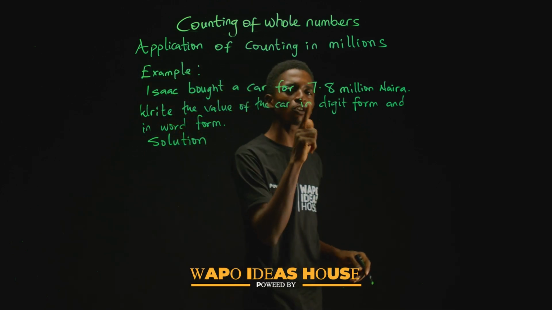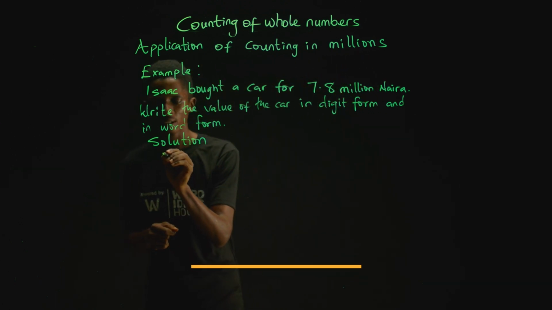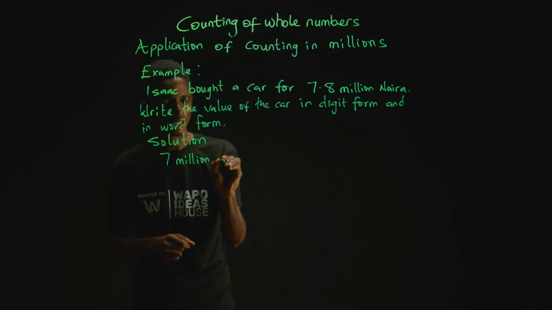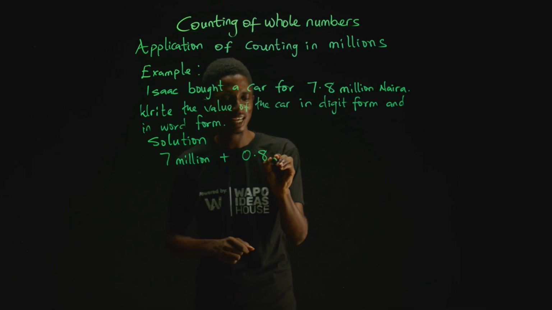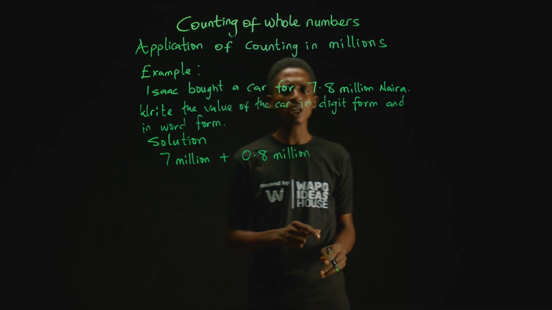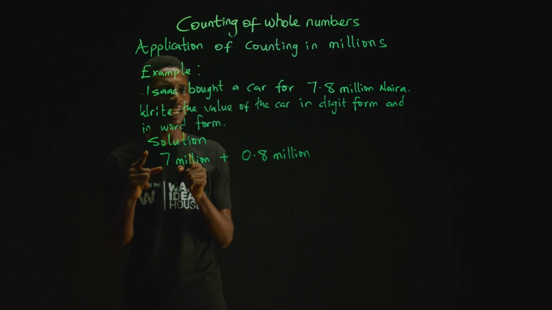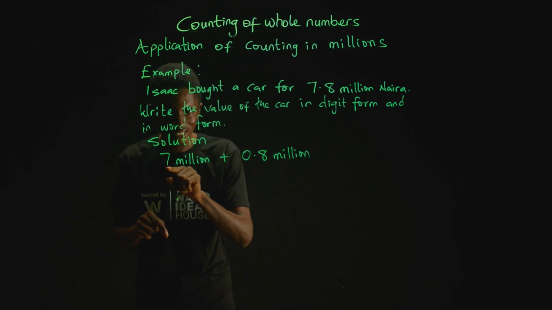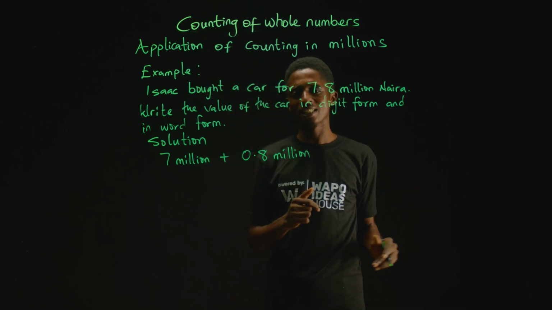We are told he bought it for 7.8 million. That means we have 7 million plus 0.8 million. What does this mean? It means that the only number that falls in the million category, the full whole number, is 7. The other number falls in the other category.